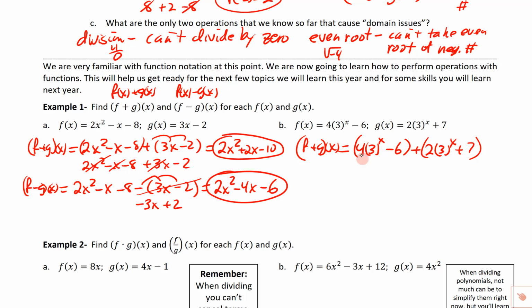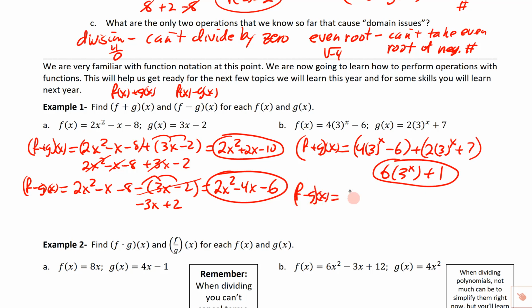So we're just going to have 4 times 3 to the x, plus 2, 3 to the x. So if I have 4 of these plus 2 of these, I have 6 of those altogether. So that's going to be 6, 3 to the x's. And then we have minus 6 plus 7, so that's going to be plus 1. So there's f plus g of x. And then f minus g of x.